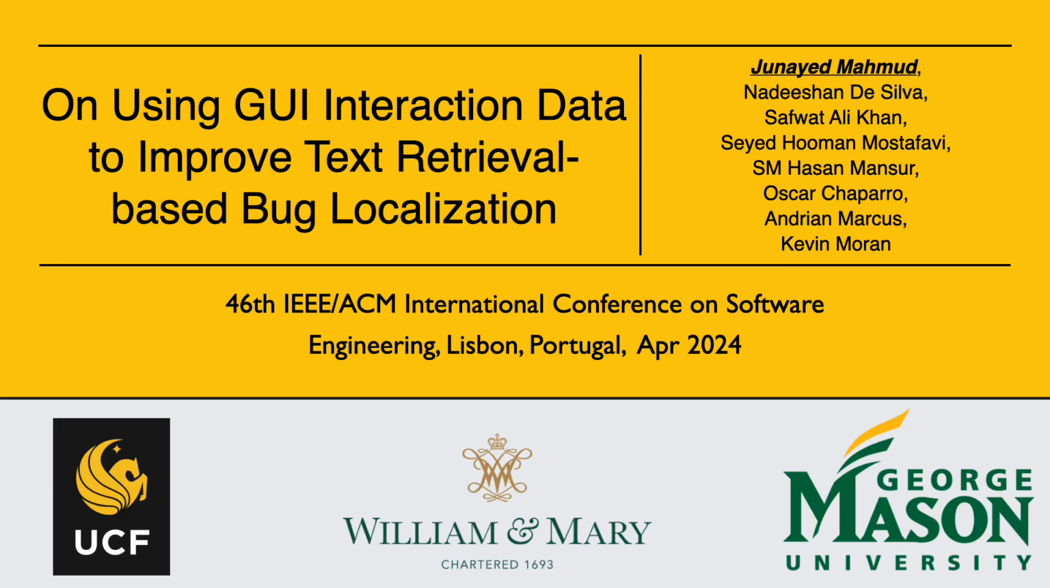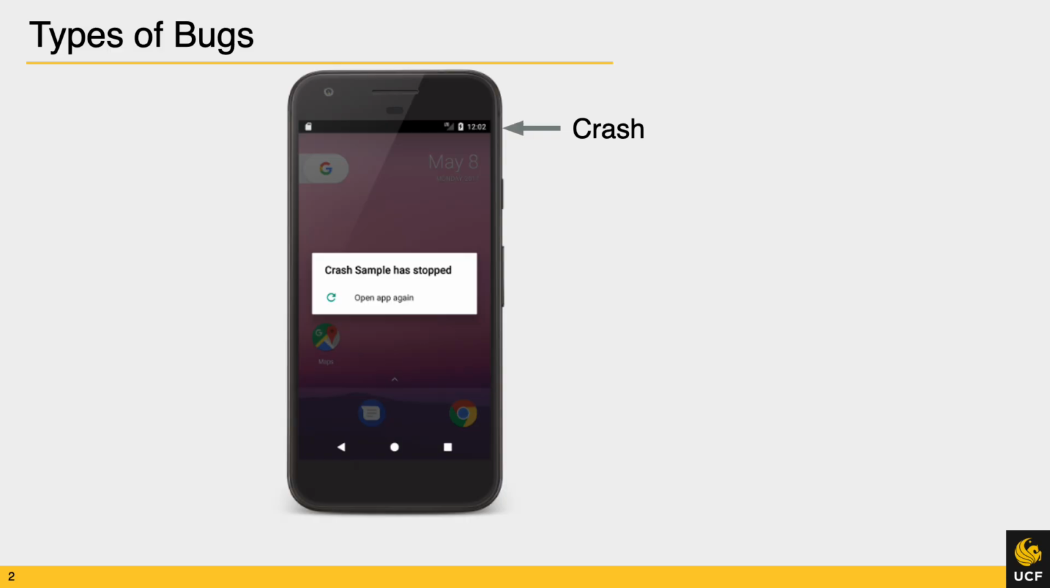Today I'm excited to share our ICSE 24 paper on using GUI interaction data to improve text retrieval based bug localization. Let's start with different types of software bugs.